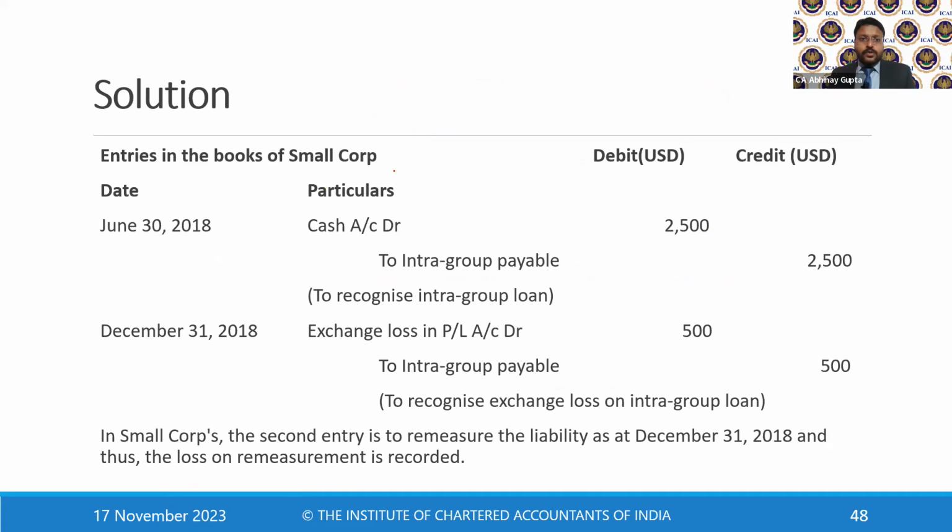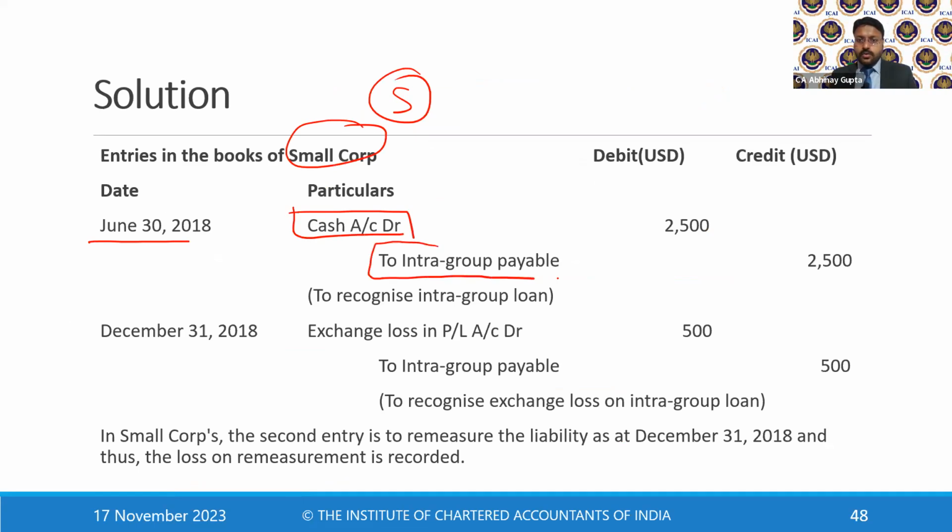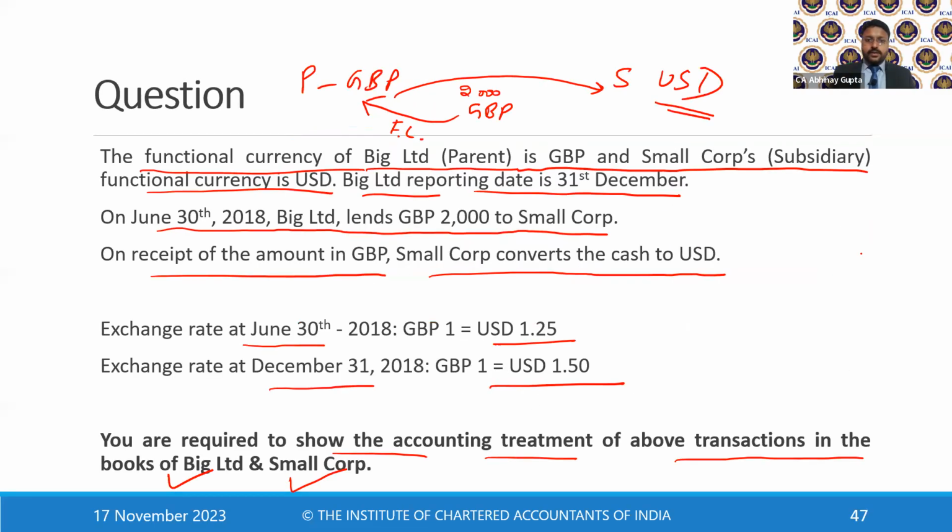First, we will discuss the books of Small Corp, the subsidiary company. On 30th June, they are receiving the cash and crediting the holding company intra-group payable. So credit to the parent company, 2,500. How has this 2,500 arrived? Because we are getting a loan of GBP 2,000 into the rate on the date, 1.25. So how much? 2,500.